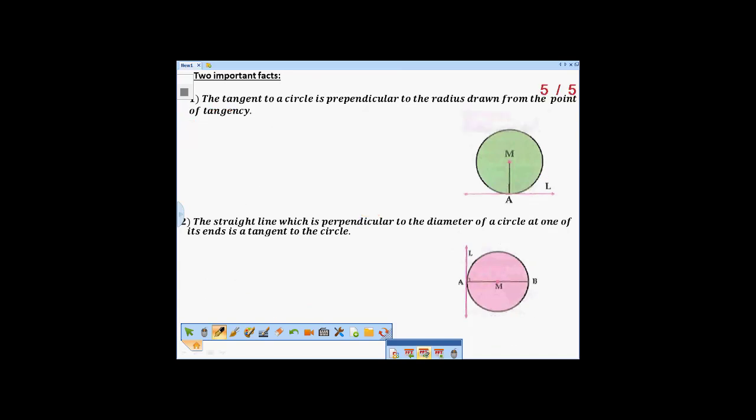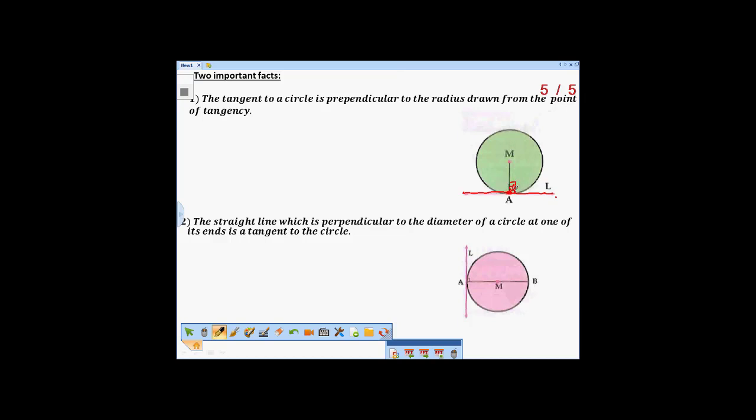Here I have 2 important facts. Number 1, the tangent to a circle is perpendicular to the radius drawn from the point of tangency. What is the meaning of this? If I have a tangent like this straight line L, and this point is called the point of tangency, and I draw the line from the center to the point of tangency, it must be perpendicular. It means the measure of this angle must be equal to 90.